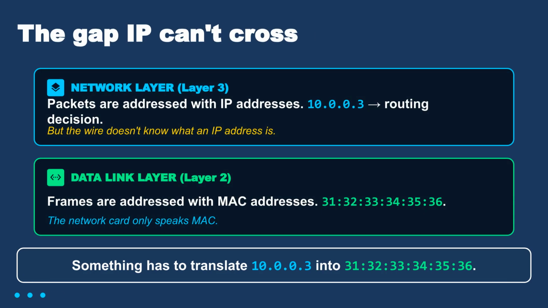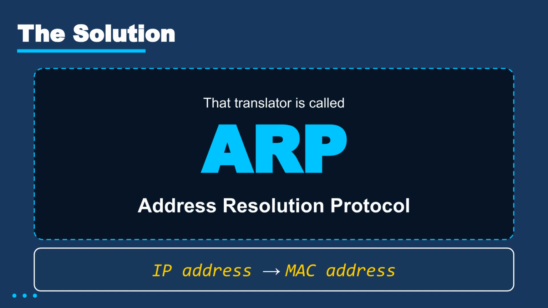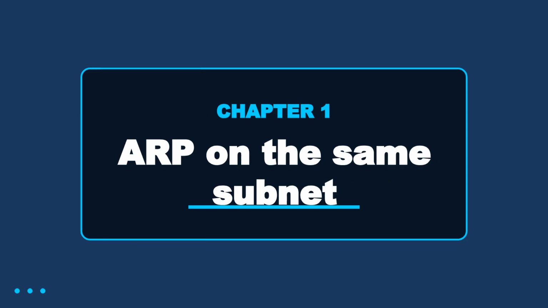The network layer uses IP addresses, but the data link layer, the wire itself, only knows MAC addresses. Something has to translate between them. That translator is called ARP, Address Resolution Protocol. It maps IP addresses to MAC addresses. Chapter 1 covers ARP on the same subnet.